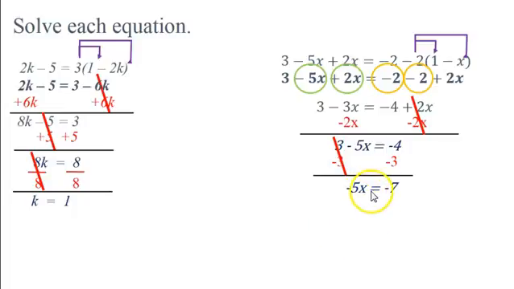I want to get x by itself, and I have a negative 5 being multiplied by it. So I'm going to divide both sides by negative 5. When I do that, these guys will cancel out. Now over here, I have a negative 7 divided by negative 5. I have two negatives. What do two negatives make? A positive. So I'll have x is equal to 7 over 5.